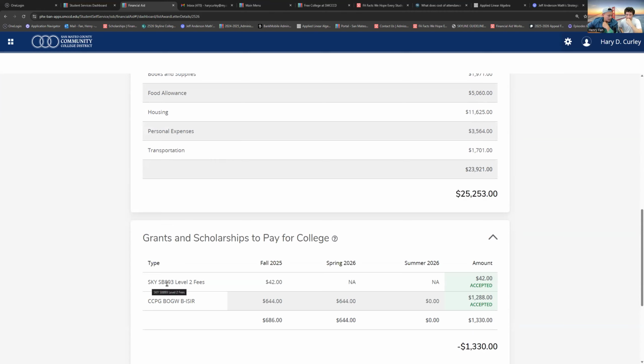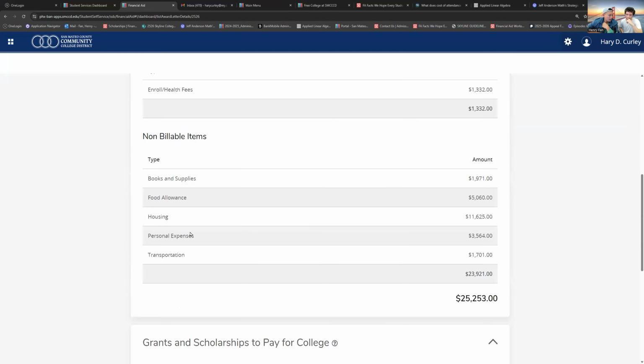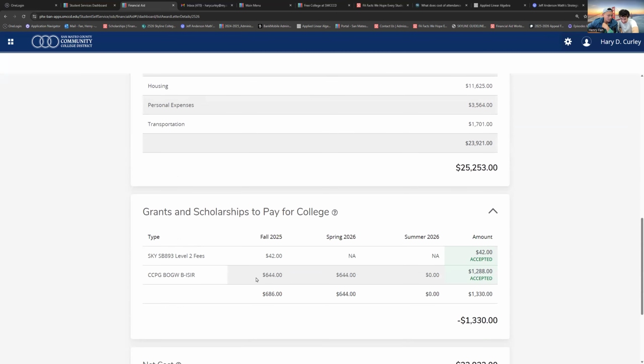So that's the recap. Cost of attendance: don't freak out. That is just an estimate that the federal government, our state, and our school make. Senate Bill 893 Level 2 means that you likely qualify for a free college level 2. How come my Pell Grant doesn't pop up yet? Because this is for your 2025-26 aid year, and we have not finished processing, aka packaging, students' Pell Grants. Oh, okay. Makes sense.